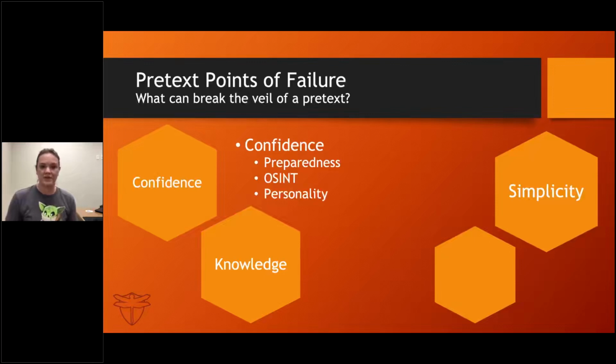I am naturally a very anxious and self-conscious person. So for me, the last 4 to 5 years have really been about building up my own self-confidence to increase my success when it comes to being able to deliver pretexts and speaking to you like I am today, for example.